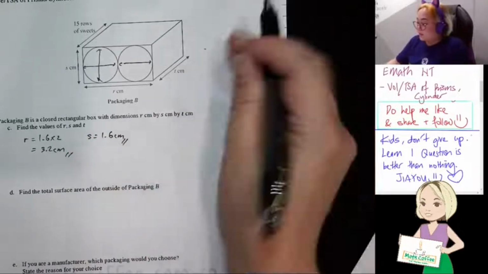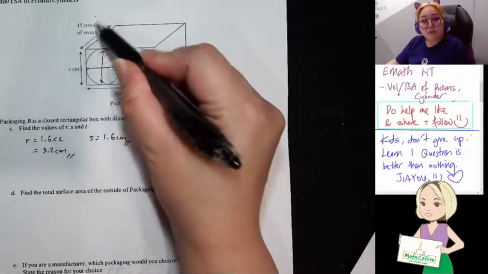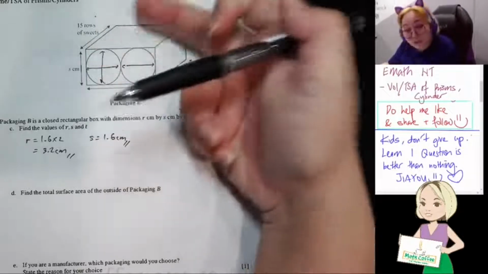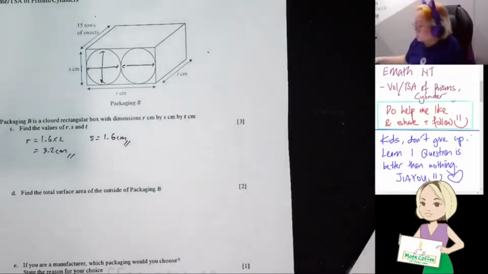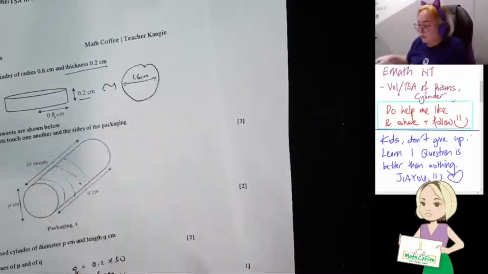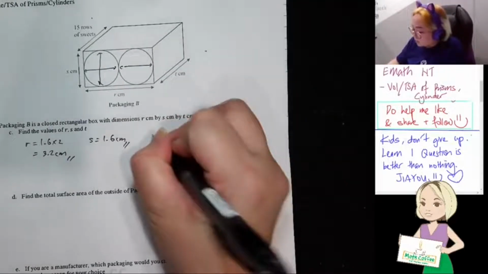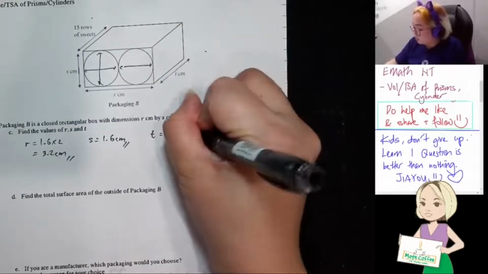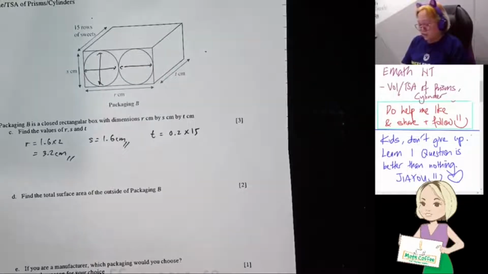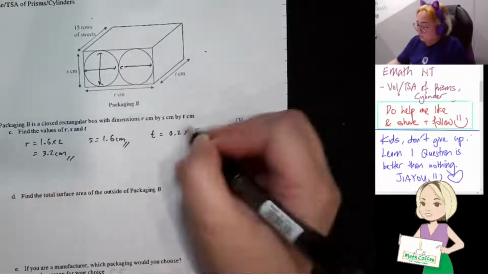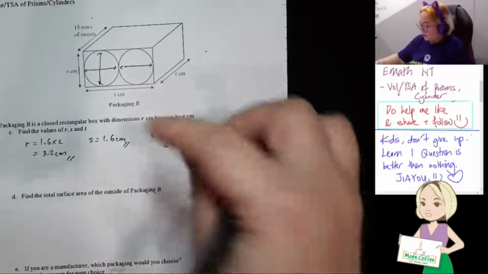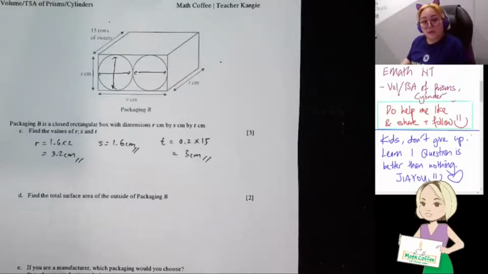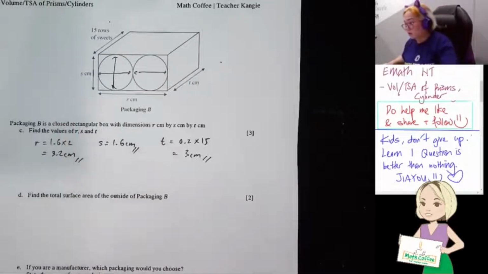And my T is, because I have 15 rows of sweet, that means I put 15. My thickness was 0.2, remember? So T is equal to the thickness 0.2, because I need to put 15 rows. So it's 0.2 times 15, which will give us 3 cm. And we're done. So we have 3.2, 1.6, and 3 cm. Okay, can visualize? I hope you all can visualize.